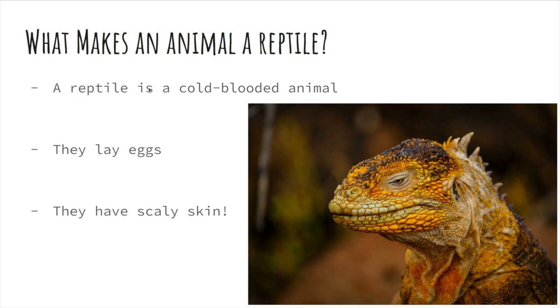So first, okay, first we have a reptile is a cold-blooded animal. All right? That's why they're always sitting out in the sun and they just love that really hot weather. They lay eggs. So all reptiles lay eggs. And they have scaly skin. See all the scales on his face there? And you can see the body looks kind of rough and dry and stuff like that.